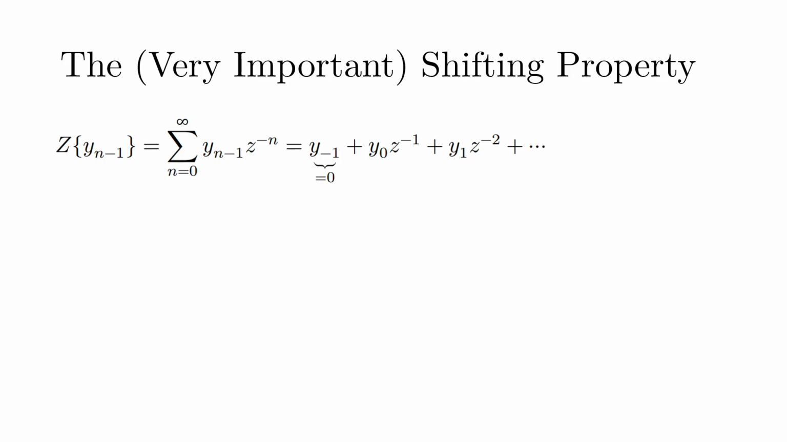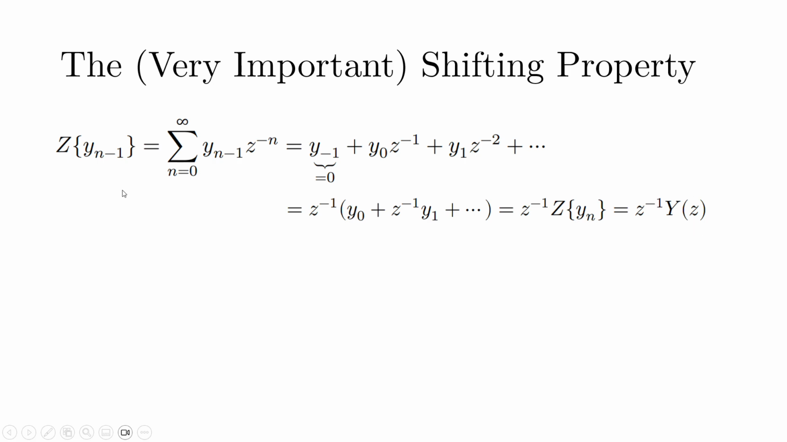So the z transform of y[n-1] will then contain a y[-1] term, so that one, but we agreed on these terms being 0, so I can forget about this term, and then factor out the z to the minus 1. That will give me this, and I'll then quite easily see that the things in the brackets are just the normal z transform of y[n], which can also be written as capital Y of z.